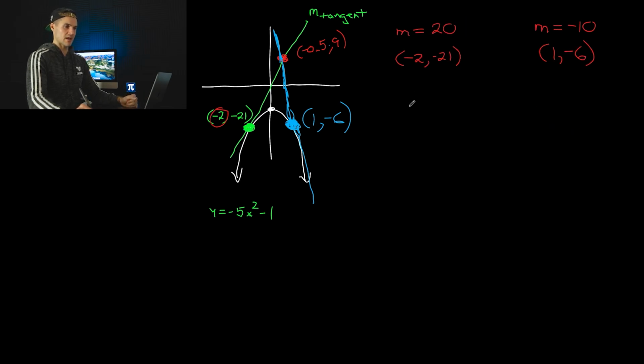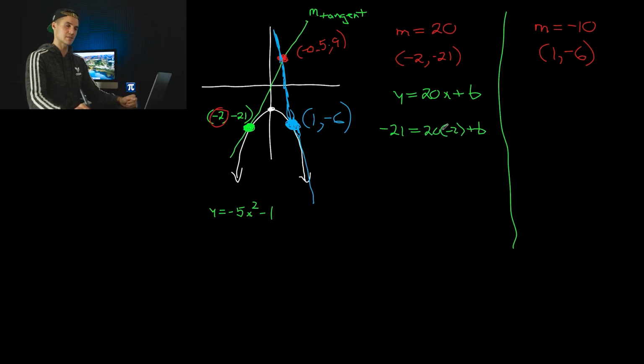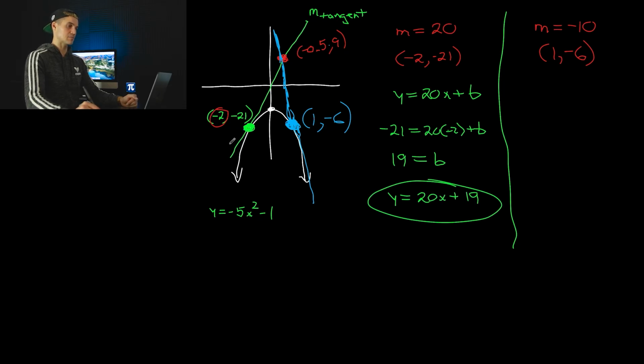And so at this point we just have to create the equations, right? So let's color coordinate this. This is going to be the green line. So we'll have y equals 20x plus b. Plug in the point negative 2, negative 21: negative 21 equals 20 times negative 2 plus b. This is going to be what? Negative 40. Bring it over. Negative 21 plus 40 gives us 19, right? So y is equal to 20x plus 19, like that. That's going to be the equation of this tangent.